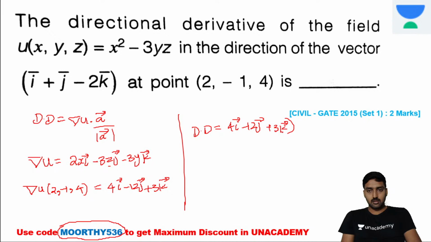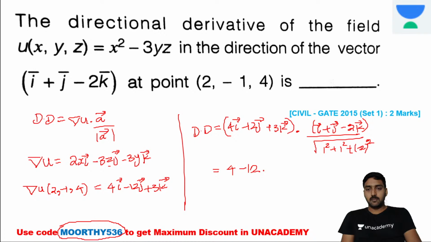Dot i vector plus j vector minus 2 k vector divided by root of 1 square plus 1 square plus minus 2 the whole square. Now multiply the values. 4 into 1 is equal to 4, minus 2 into plus 1, it's minus 12, plus 3 into minus 2, it's minus 6, the whole divided by root of 6. And what will be the value here? Yes, it's minus 14 divided by root 6.